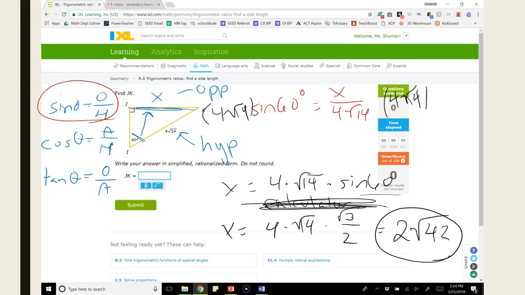Now, I can't just put this in my calculator because they want it in simplified, rationalized form. We do not round. If you round, the IXL is going to tell you it's wrong. So that's what goes in our answer here.